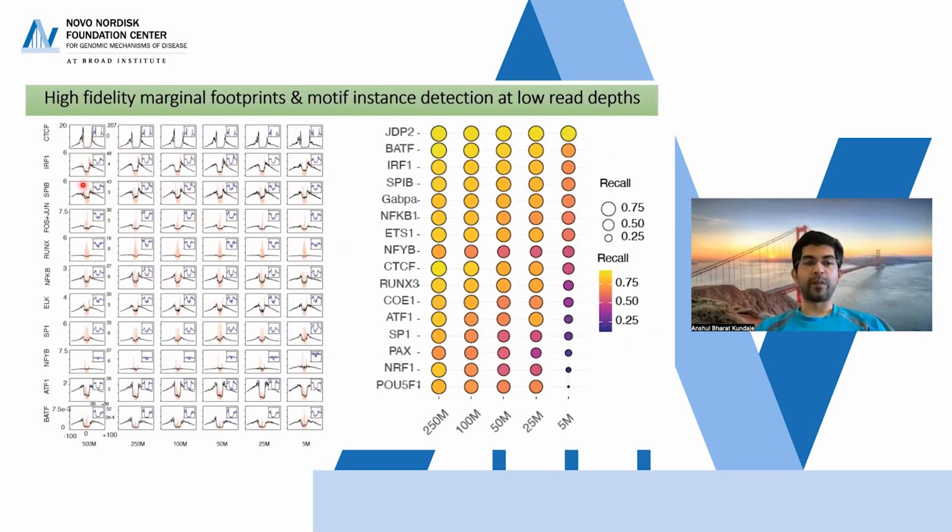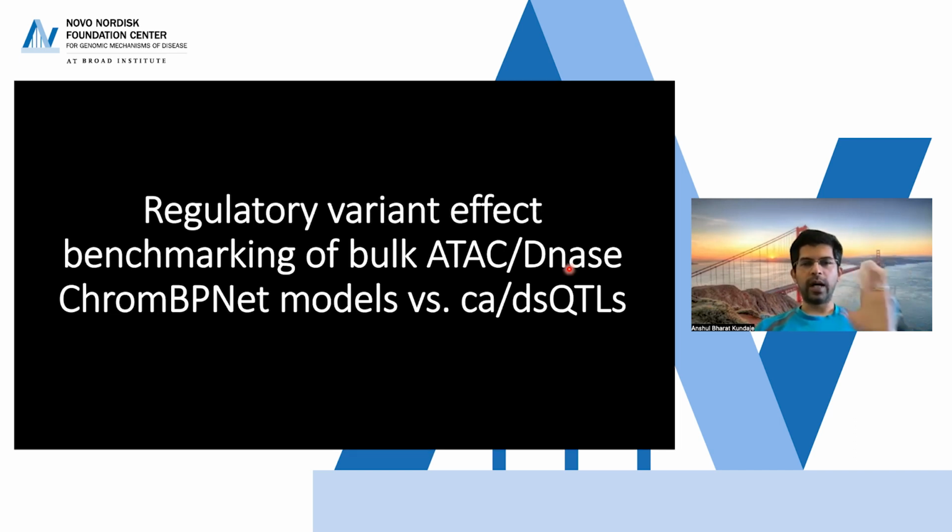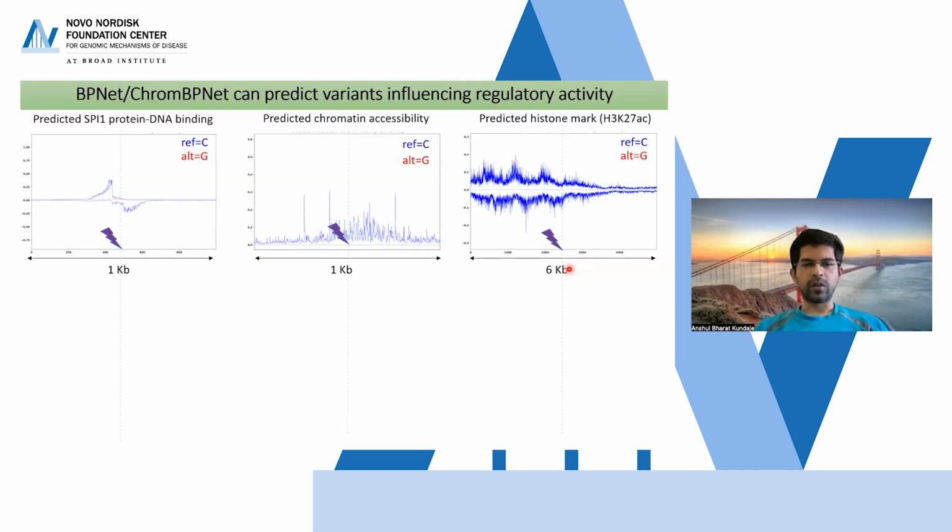And if you just look at footprinting, you get beautiful footprints even at 5 million reads for most of the transcription factors. And if you look at motif discovery, again, you can rediscover most of the motifs, except at 5 million reads, you start losing some of the rarer motifs, right? This is expected. It's not magic. There's going to be some signal to noise drop. But it's still amazing at 5 million reads. Okay, so long story short, let me just skip to my last slide.